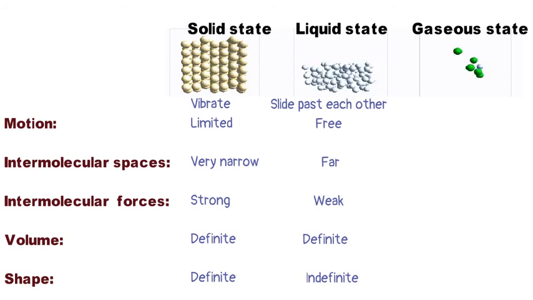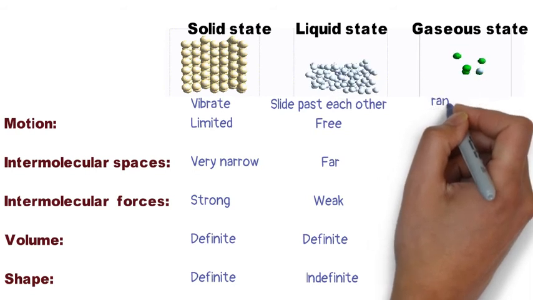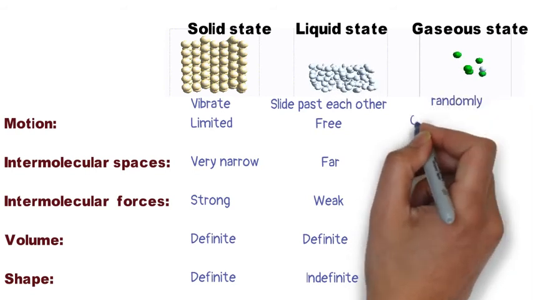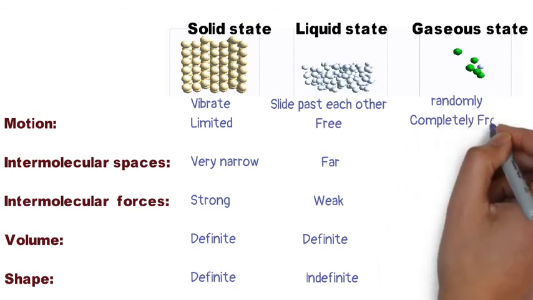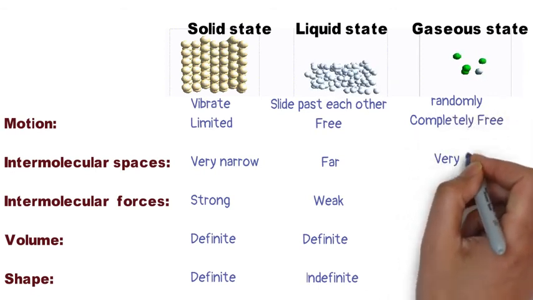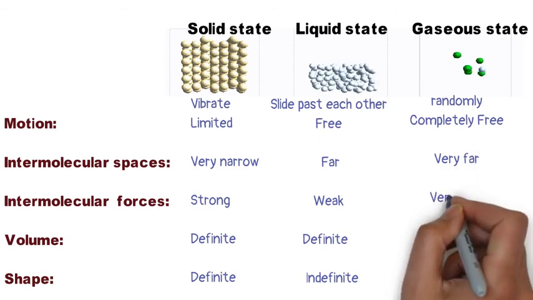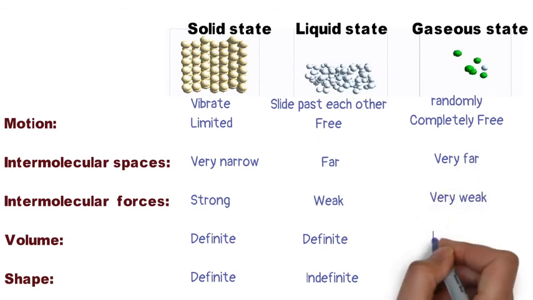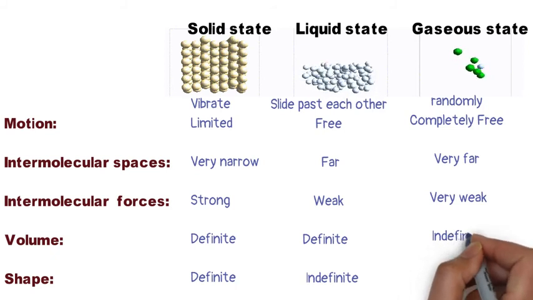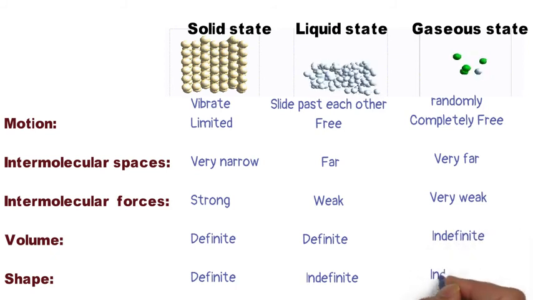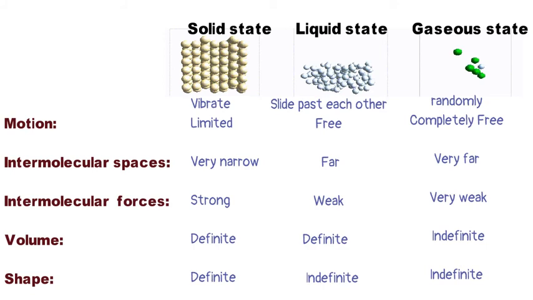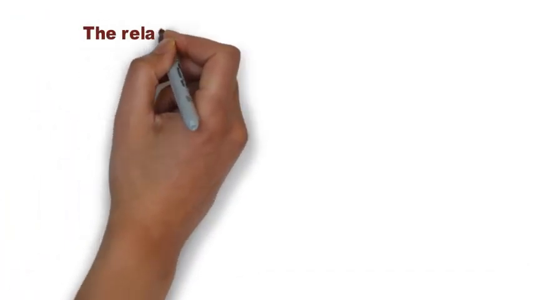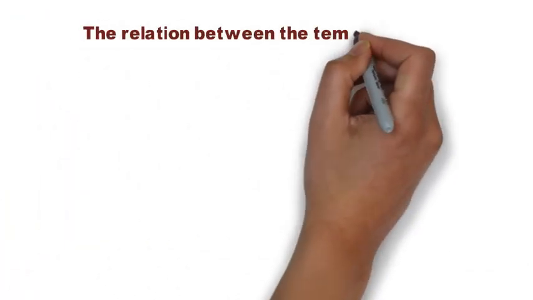While the gaseous state here, as we see in this picture, is random or completely free. The intermolecular space is very far, while the intermolecular force is very weak, and it has indefinite volume and indefinite shape. It takes the shape and the volume of the container. The relation between the temperature of the matter and its physical state.